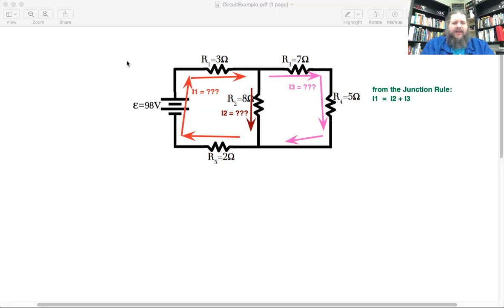For example, if we take a look at, let's say, the point right before the battery. What else is connected to that by just wire? Is there anywhere we could go from there without going through anything except just wire?